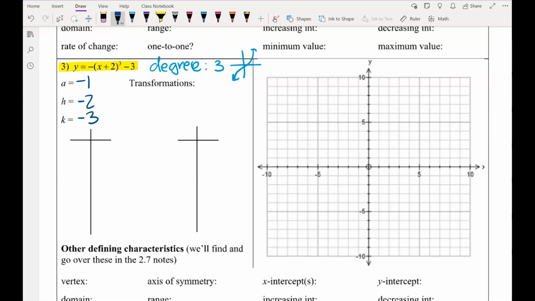I think you meant to say negative. K. K is? Negative 3. Good. Let's do the transformations, okay? Lonnie, negative 1 for A. What is the transformation? Good.